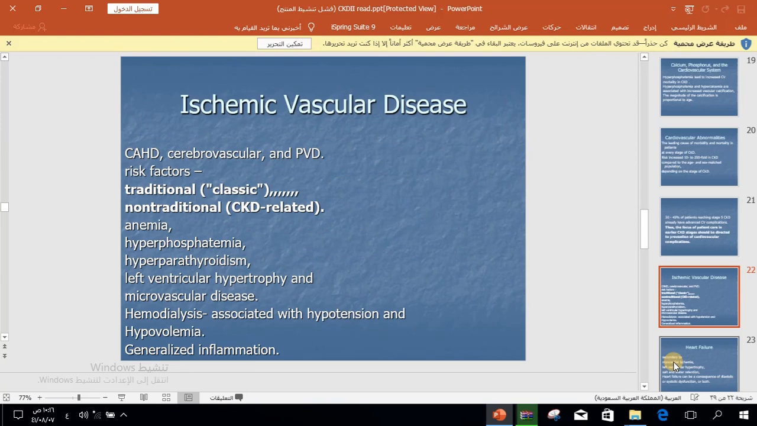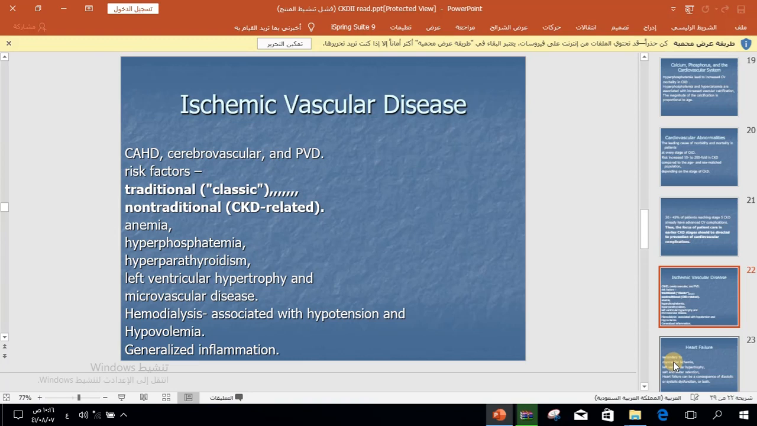What are the risk factors for cardiovascular complications? As you know, cardiovascular disease is a disease of risk factors. And these risk factors, we know all of them: traditional risk factors, which are modifiable and unmodifiable. This is not our subject. But in CKD, we have CKD-related non-traditional risk factors, and these factors lead to increased cardiovascular disease in patients with CKD.